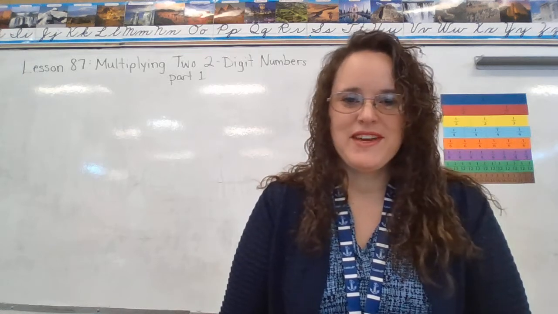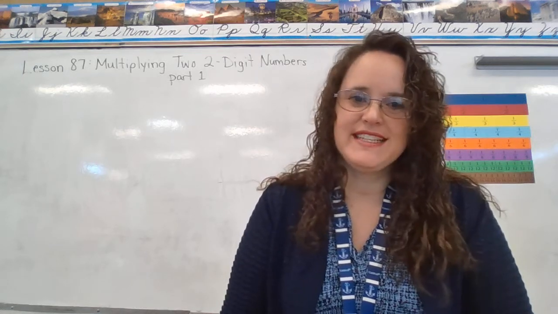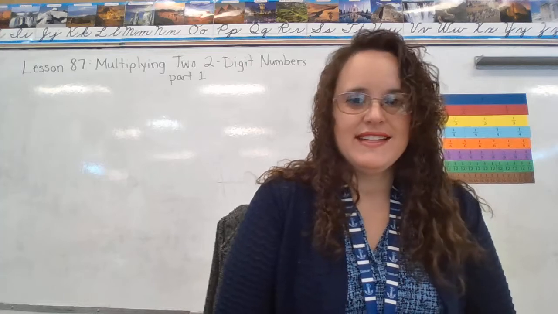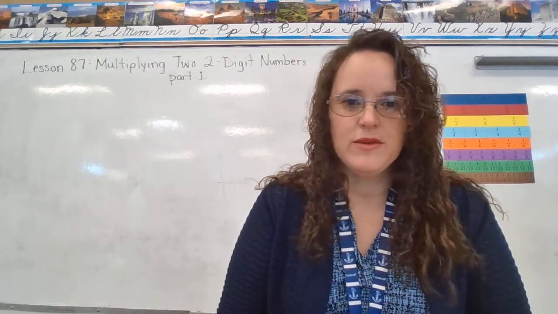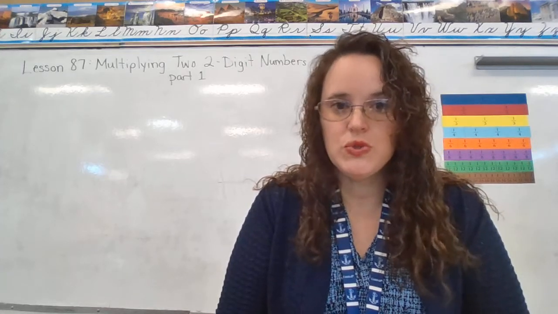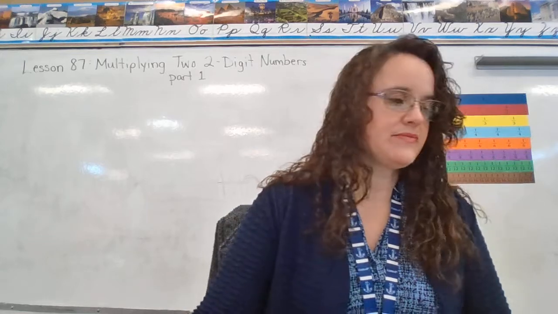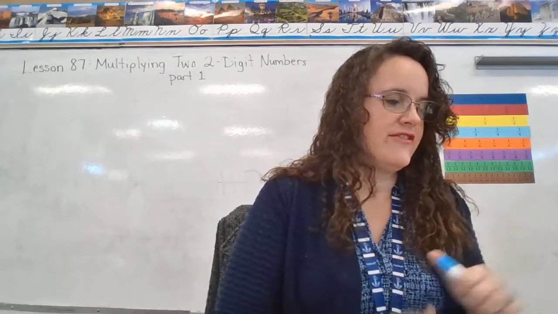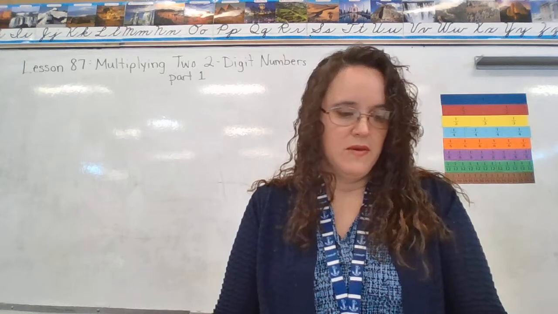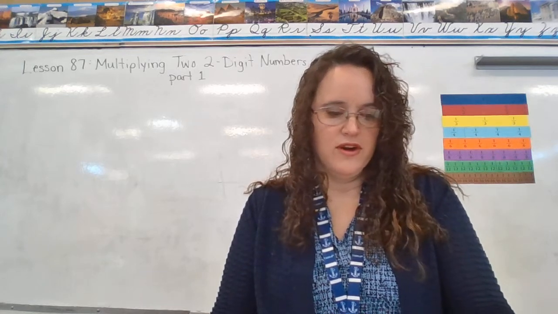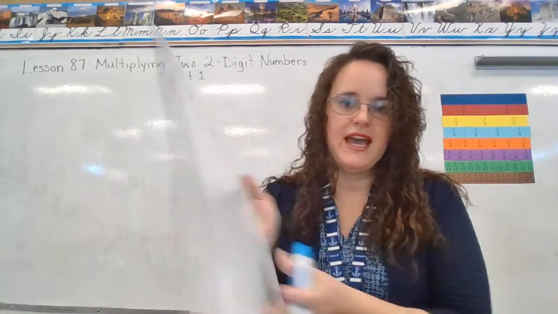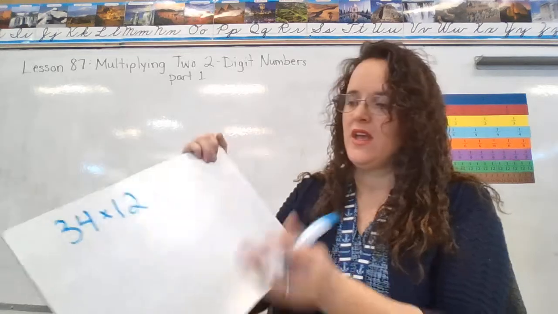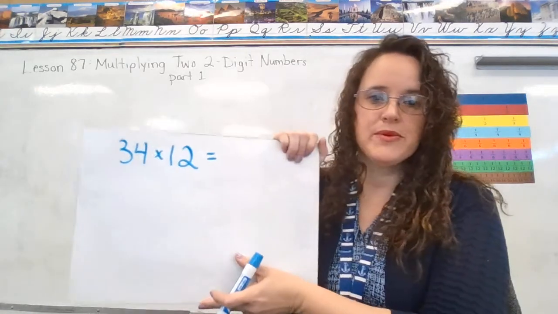Hi class, today we are on Saxon Math, Book 4, Lesson 87, and today we are going to learn how to multiply two two-digit numbers. So, for our first example, we want to multiply 34 times 12. So, we're going to break this apart.